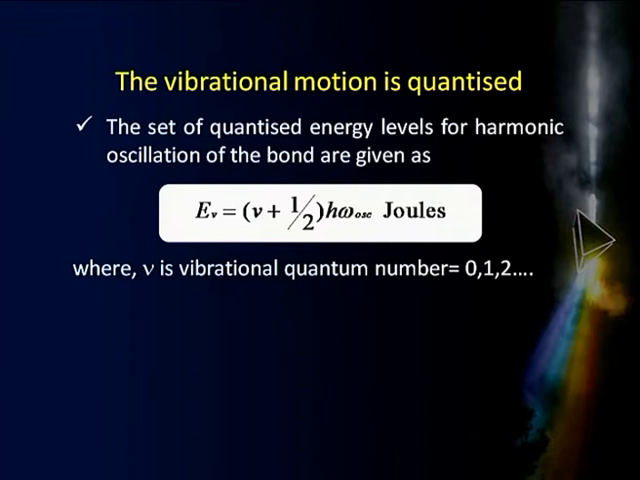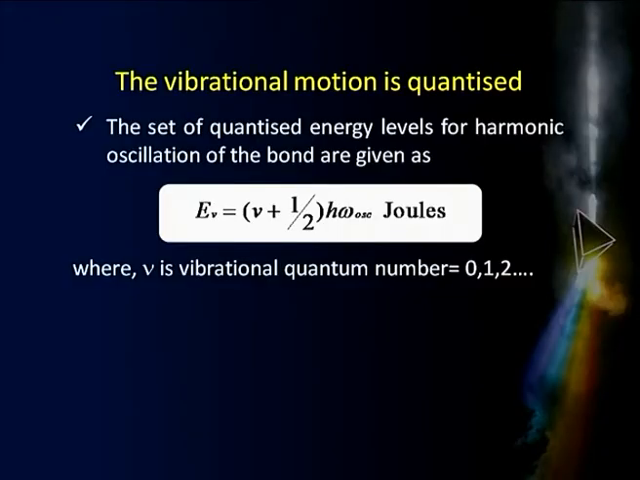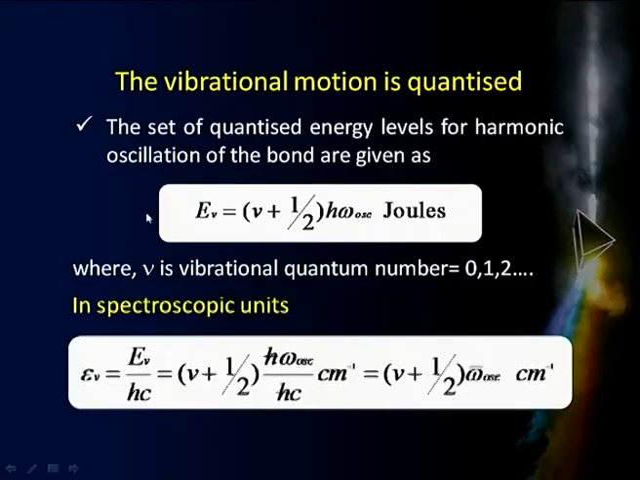V happens to be the vibrational quantum number which has a value of 0, 1, 2, 3, 4 and so on, and the expression is EV equal to (V plus half) h omega oscillation, in terms of joules. Here again we try to express it in terms of spectroscopic units, wherein I want to use centimeter inverse. When I do that, I just divide this EV by hc. So I get epsilon V, the energy expression in spectroscopic units, and with a simple substitution, this h gets cancelled, and I get (V plus half) omega oscillation in terms of centimeter inverse.